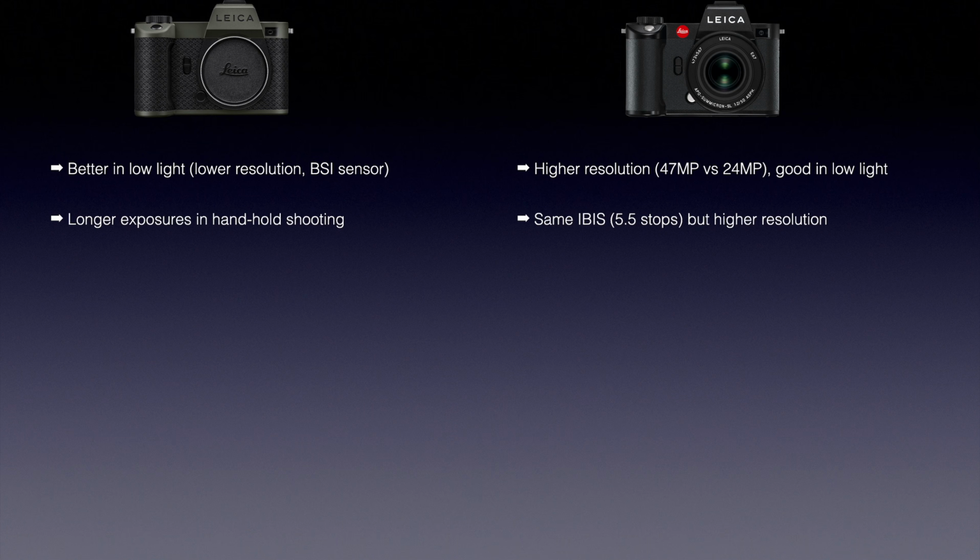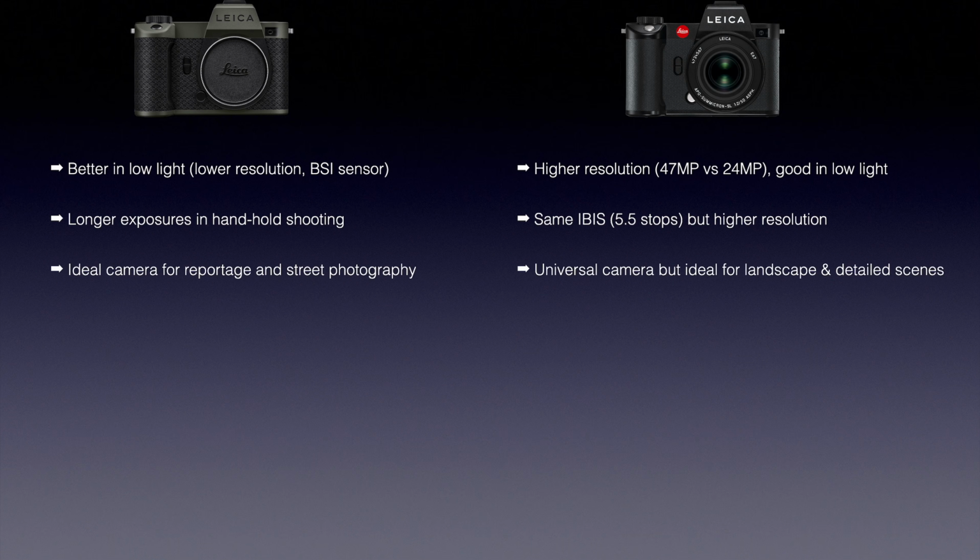Then we have better handheld shooting on long exposures on the Leica SL2-S, and of course they both have the same in-body image stabilization, which gives you a gain of 5.5 stops, but with a higher resolution it's typically harder to shoot longer exposures handheld and you have to work a bit more precisely. That's why here also the SL2-S is superior.